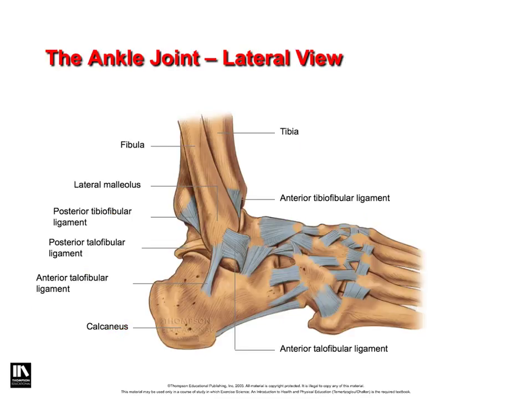Here you can see all of the ligaments get their name from the bones again. So anterior talofibular, going from the talus bone to the fibula, posterior talofibular, anterior tibiofibular, so going from the tibia to the fibula, and then you've got your calcaneal bone or your heel.